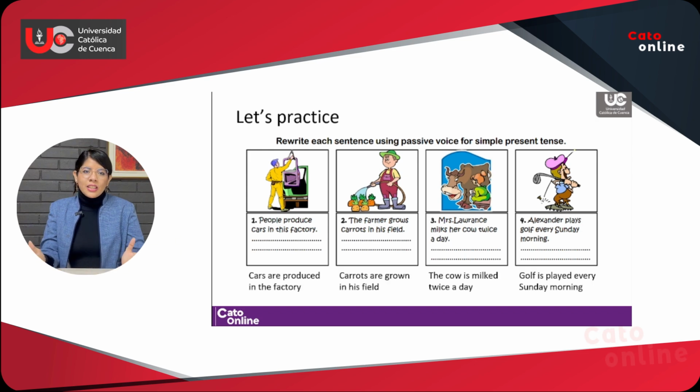So, here are the answers. Cars are produced in the factory. Carrots are grown in his field. The cow is milked twice a day. Golf is played every Sunday morning. Here we didn't include the agent, but it's optional. If you wanted to include it, then that's also perfect. Okay, and this is how we can use the passive voice for sentences in the simple present.